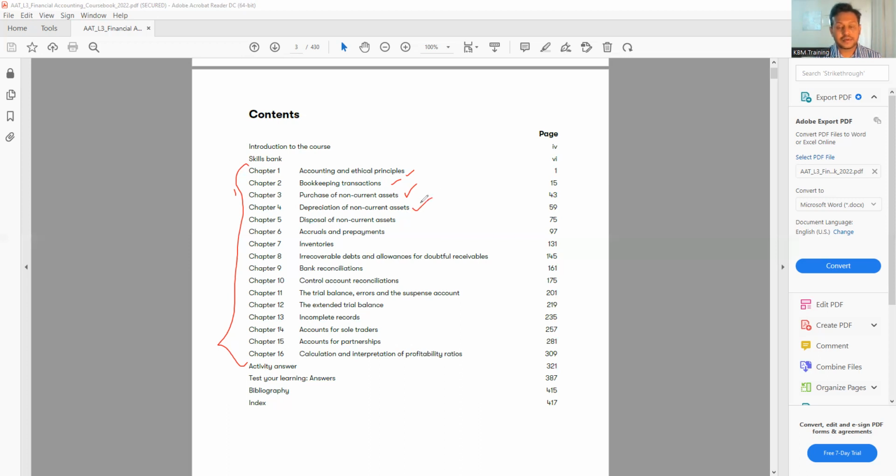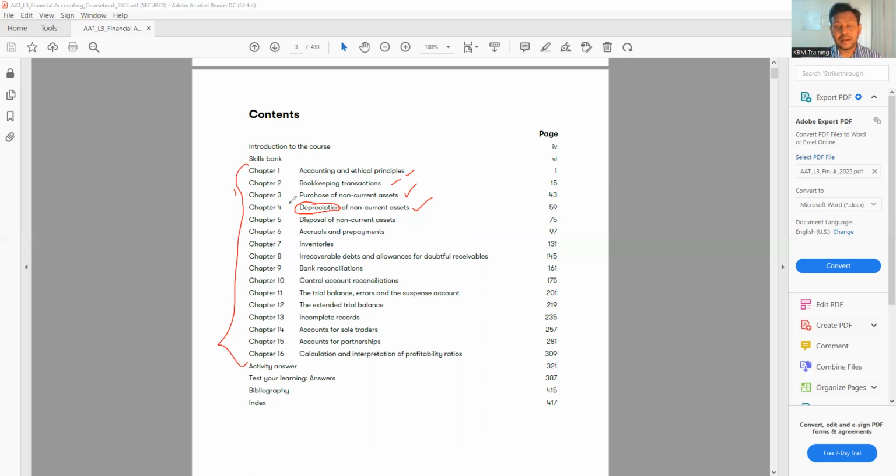The depreciation of non-current asset. Now, this is the reduction of the value of the non-current asset. Depreciation, some of you may have heard this word. Depreciation means when we have an asset, especially a fixed asset or non-current asset, this asset cannot be used forever. For example, if I have an asset, this asset has a useful life. And after that, I have to replace this asset.